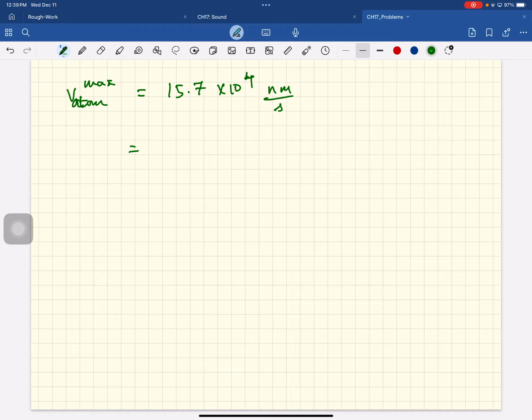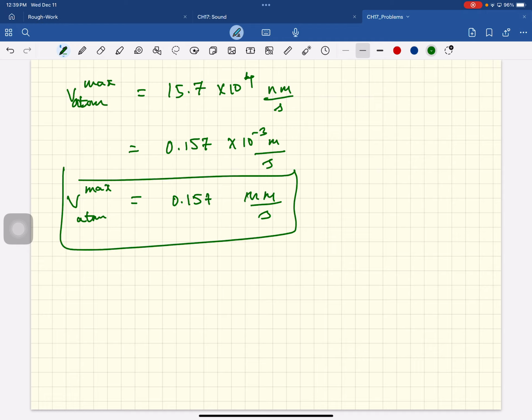All right, so what we'll do is make this 0.157 times 10 to the power 6, and then nano is 10 to the minus 9, so it becomes 10 to the minus 3 meters per second. 0.157 millimeters per second. So that is the speed of the atom. And it might not sound like a lot, but that's a single atom, and that's very fast for it. The molecule is oscillating, going at about 1/10 of a millimeter a second at its fastest.